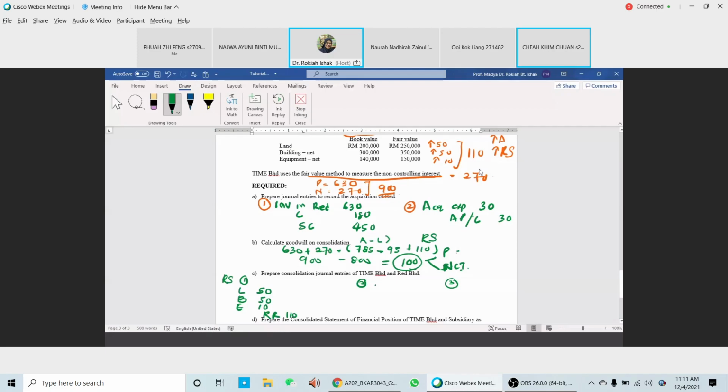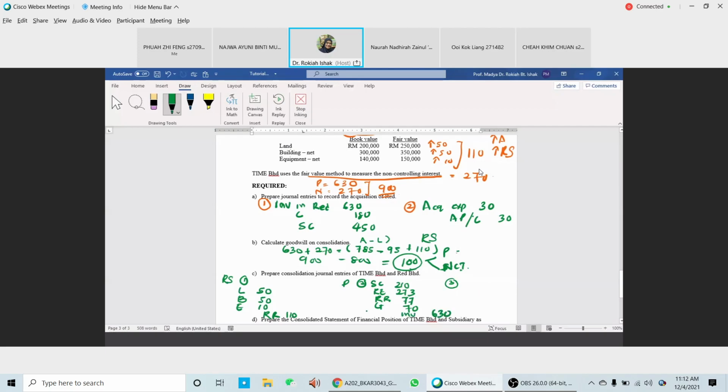The next journal entry. Debit share capital 210. This one is for the parent. Debit retained earnings 273. Debit revaluation reserve 77. Debit goodwill 70. Credit investment in Red Berhad 630.